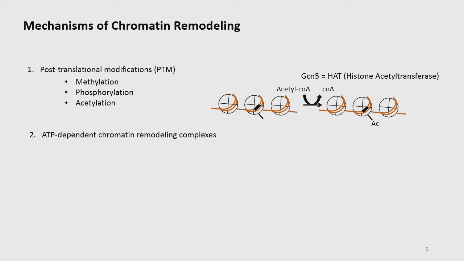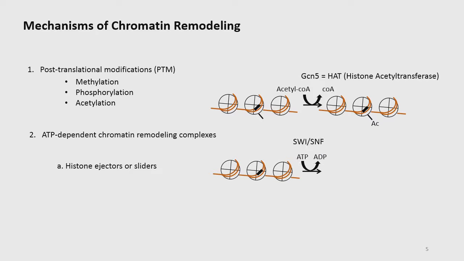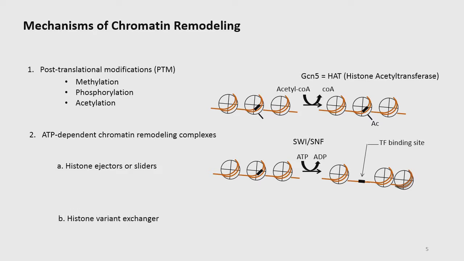These are large multi-protein complexes, and the highlight of this is that they have an ATP-dependent subunit, and they are conserved in eukaryotes. So they can be divided into subgroups. The first one, which is of interest to my work, are histone ejectors or sliders, an example of which is the SWI/SNF complex. And you can see here the transcription factor binding site is being exposed after the core histone was slid. You can imagine also how this is important for transcription. So the second kind of chromatin remodeling complexes can be grouped as histone variant changers, an example of which is the SWR complex. And here you can see how H2A is being replaced by an H2A.Z.